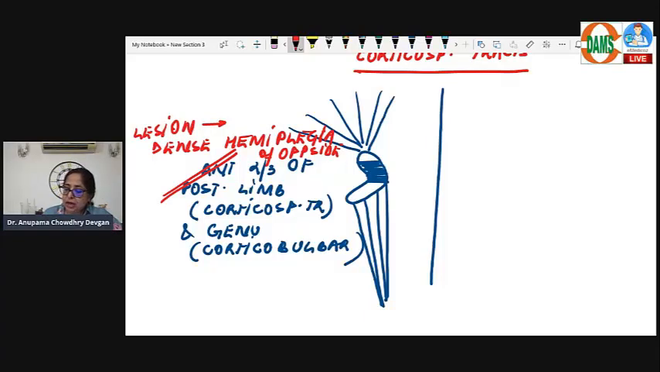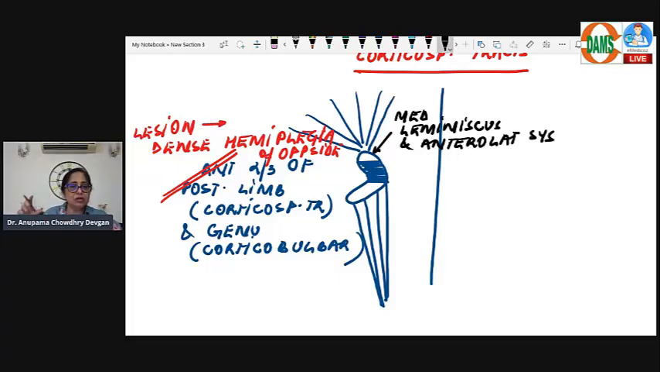So, what is located in the posterior 1/3 part? The posterior 1/3 part is where you have the sensory fibers, isn't it? This is where the fibers of the medial lemniscus and the spinothalamic tract, which is also known as the anterolateral system, lie. But where are the motor fibers?